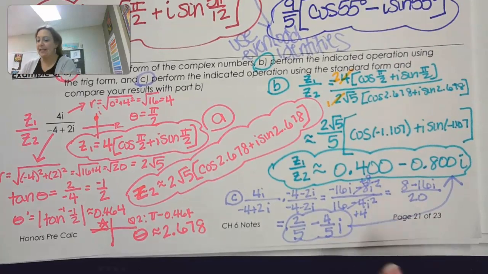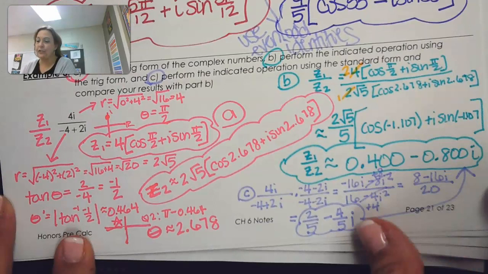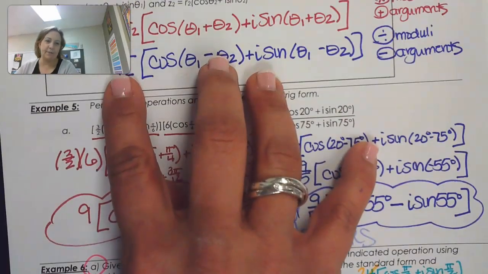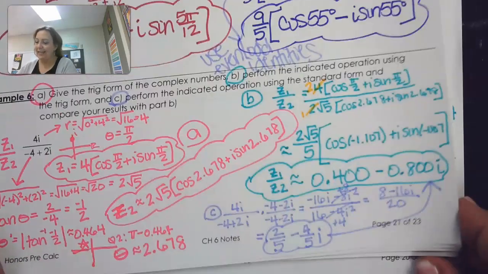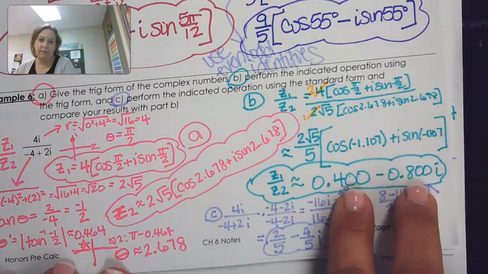Okay, so again, as far as stuff like this, nothing that crazy. Usually if we were multiplying and dividing complex numbers, I would just have you leave it in that trigonometric form. I wouldn't have you turn that into the standard form.